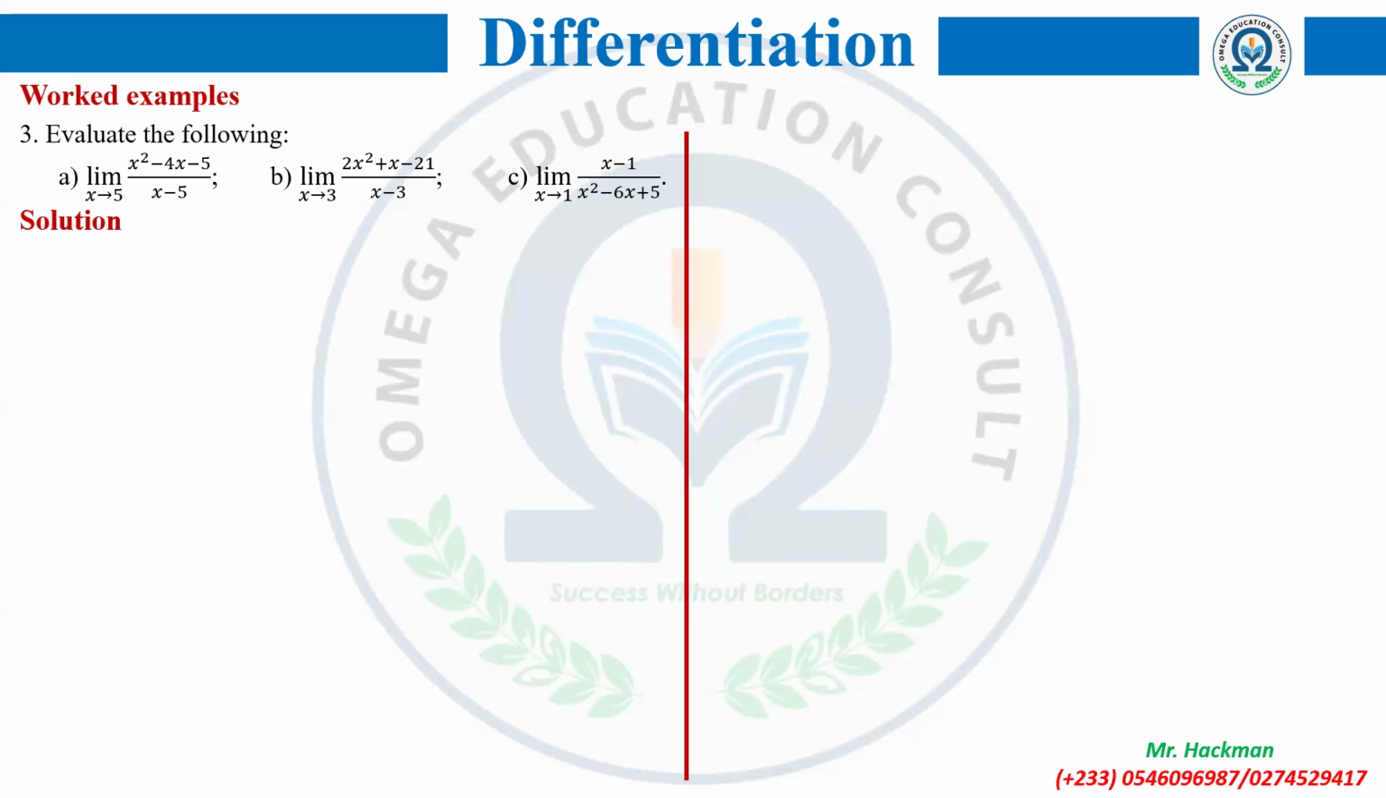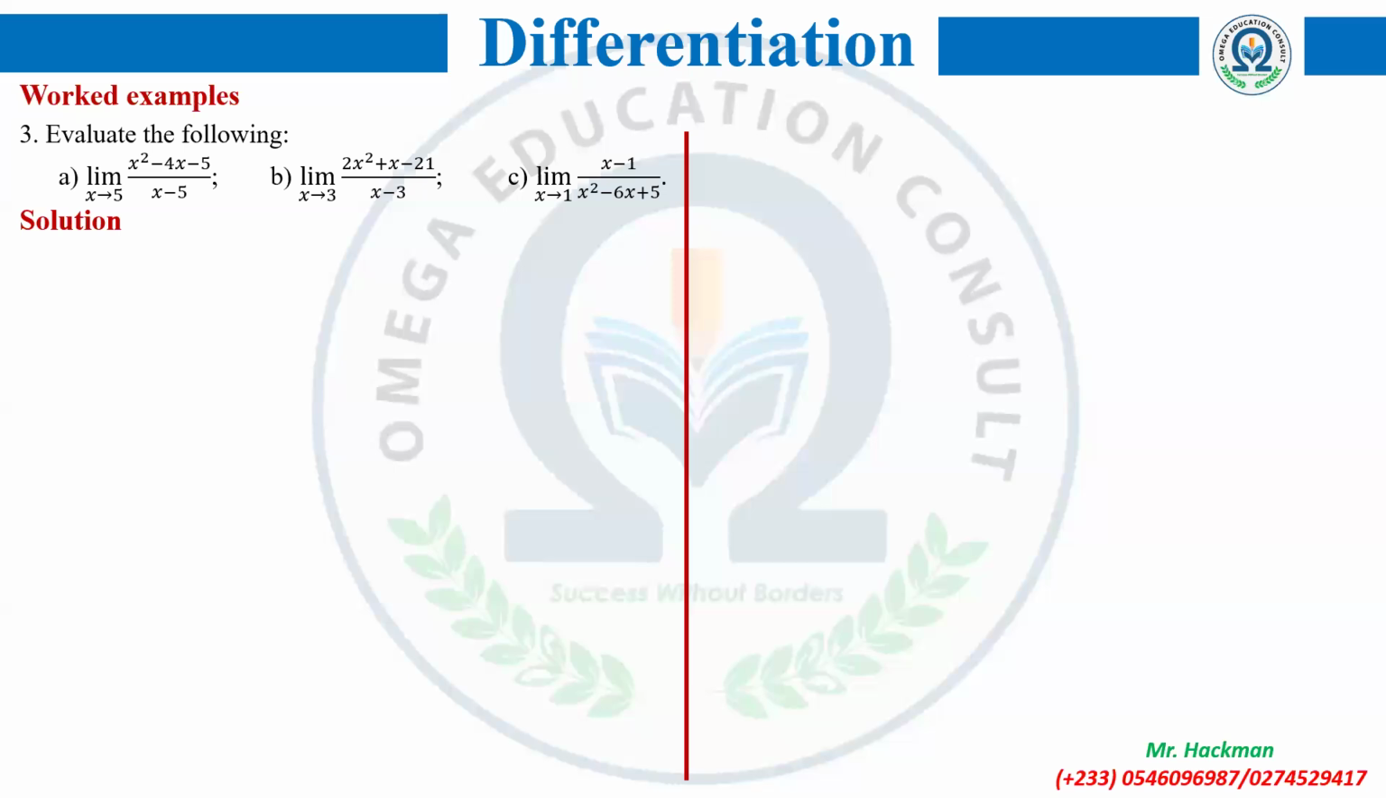However, for a rational function, you check whether the denominator will allow direct substitution. If you substitute the value that x is approaching into the denominator function, because a rational function has a numerator function and a denominator function, and you realize that the denominator gives you 0, then it means direct substitution is not allowed. In that case, we need to manipulate.